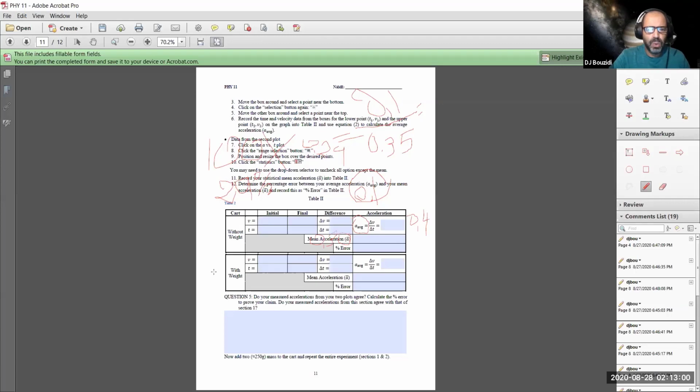Same thing with weight. This is without weight. This is with weight. The same process in there, okay? Find a velocity from the graph. It doesn't matter which, at some point. Find the velocity at a later time. Measure the difference between them, and the difference between the times. Take the ratio. That's the average velocity. The mean is already given to you. Compare the mean to that, and you're in good shape, okay?